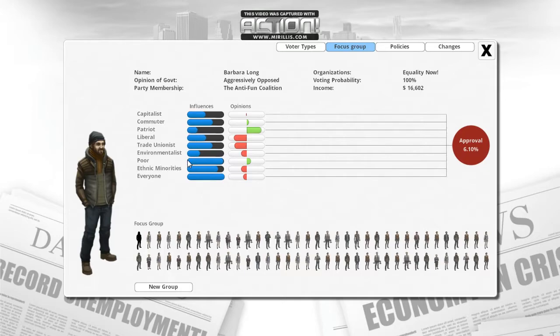So it's not really doing much for them. They care much more about being an ethnic minority, about being poor, and they're also a liberal trade unionist and environmentalist. So all of those things added together, the fact that I'm making all of those groups pretty unhappy, means a 6.10 approval rating. This guy is not voting for me. In fact, he's a member of the Anti-Fun Coalition, and he is aggressively opposed to my regime, and his name is also Barbara Long. So it's a problem for me.